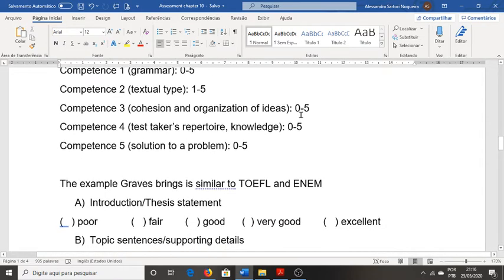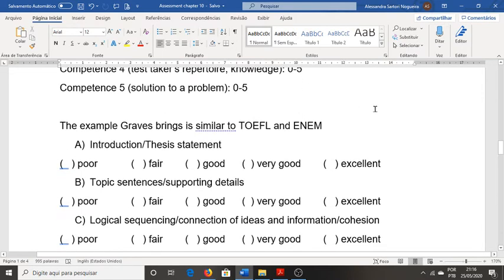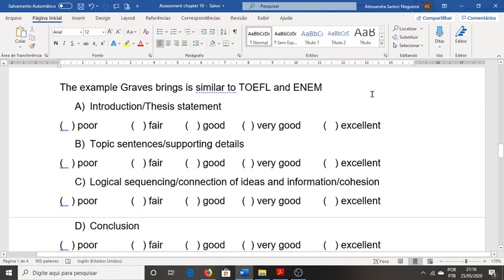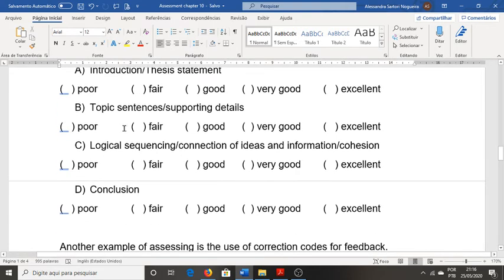And then, the example that Graves brings is similar to TOEFL. He brings an example like this. You have in a writing, in a composition by a student, introduction and thesis statement, and then you as a teacher will evaluate if it's poor, fair, good, very good, or excellent. That's kind of 1 to 5, right? And then topic sentences and supporting details. Poor, fair, good, very good, or excellent. Logical sequencing, connection of ideas and information, cohesion. Poor, fair, good, very good, excellent. Conclusion. Poor, fair, good, very good, or excellent.